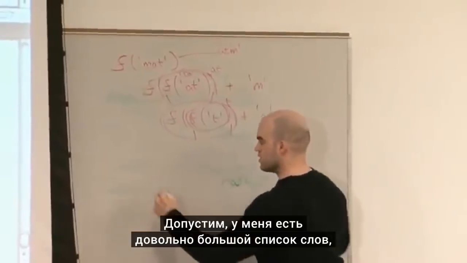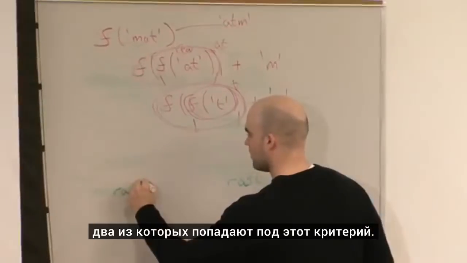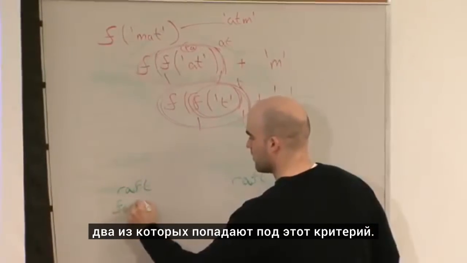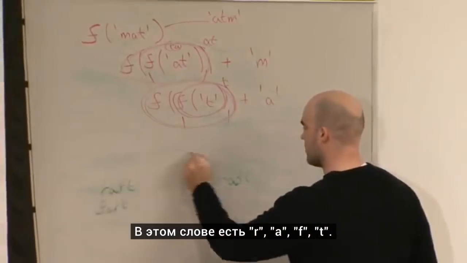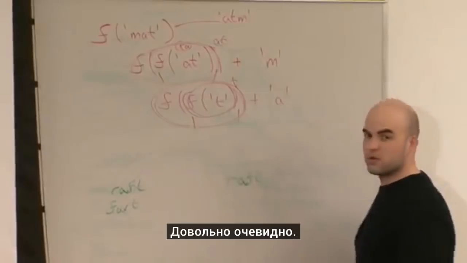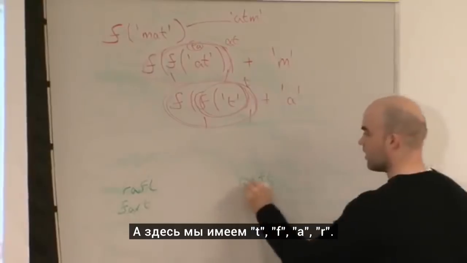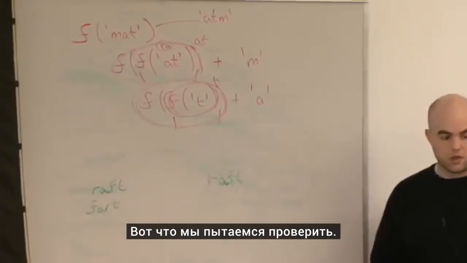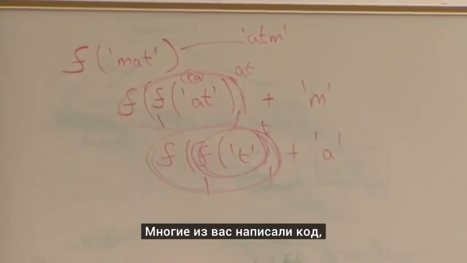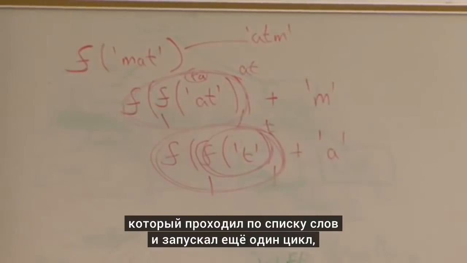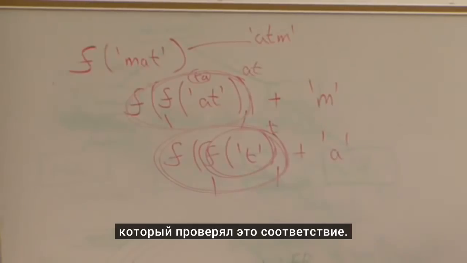And assuming that I have a fairly complete word list, I'm going to have 2 words that are going to meet that criteria, right? I can say there's an R, A, F, T. That's pretty obvious. And we have a T, F, A, R. So that's what we're looking for. So a lot of you did something where you iterated through all the words, and then you had another loop inside that tried to find this correspondence.